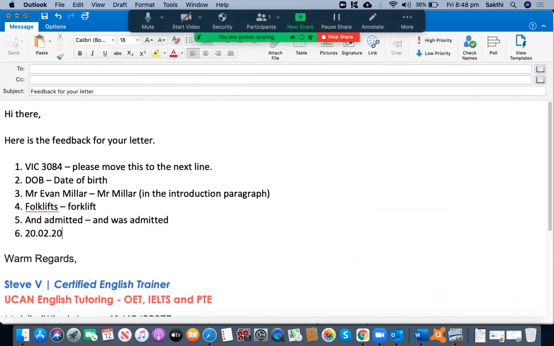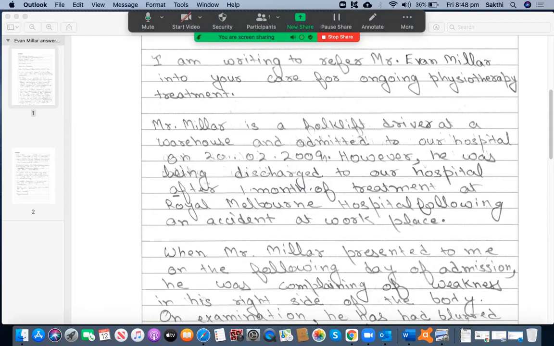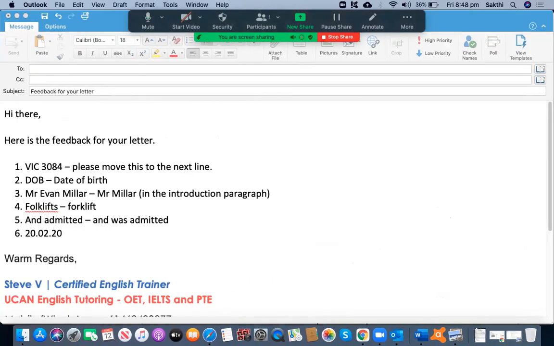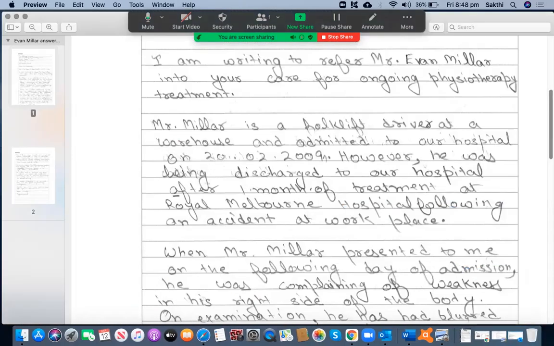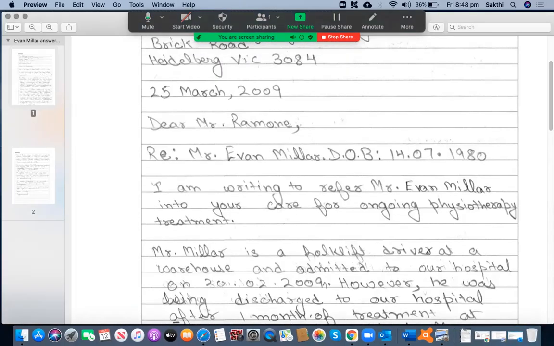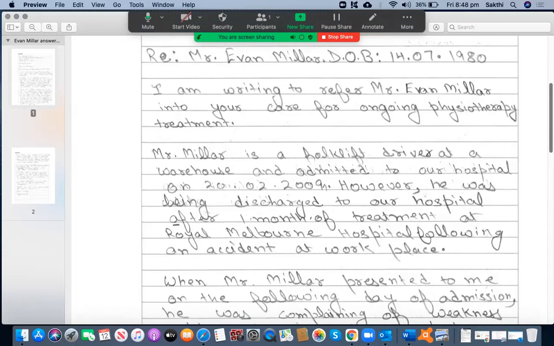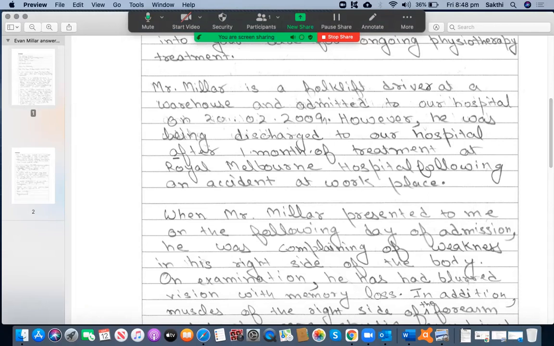And then do not write down 20/02/2009. Instead of that, you could have mentioned 20 February and you don't need to use the year. The reason is that the year is going to be the same as that of the letter of writing, and as a result you don't need to mention the year again and again. You can just mention 20 February, that's okay.